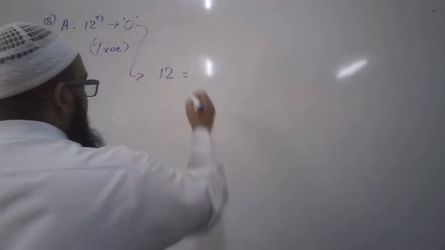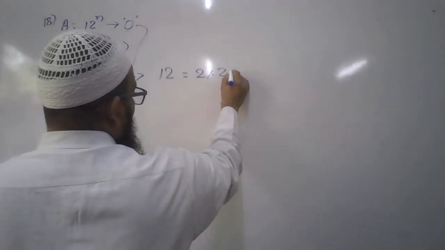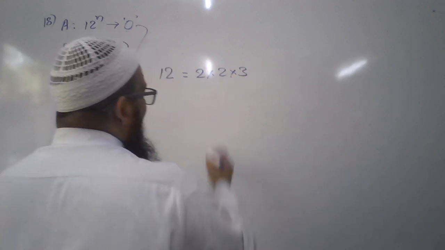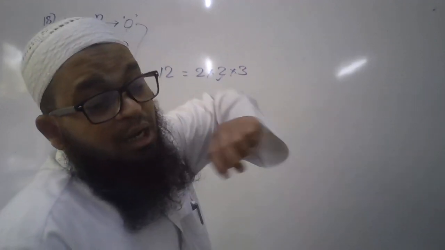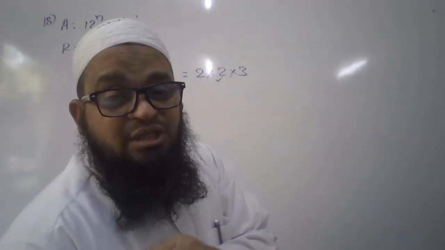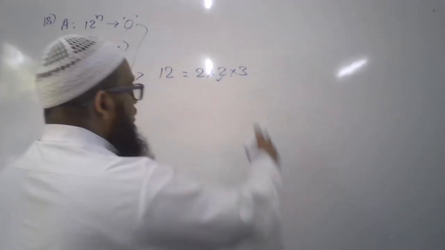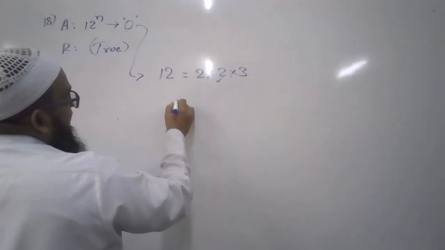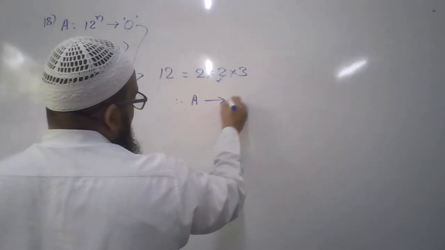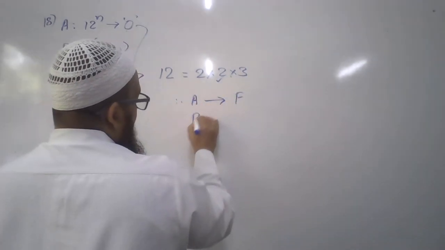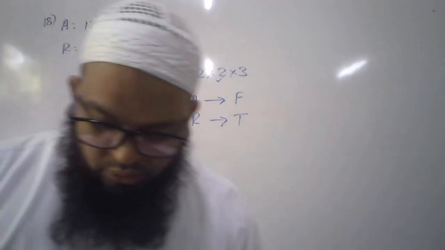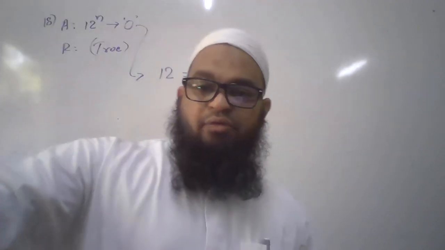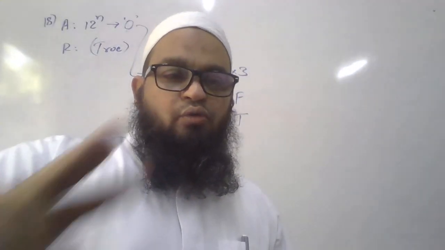What is the prime factorization of 12? 2 times 6, 2 times 2 times 3. So you have 2, but do you have 5? In order that a number ends with 0, you should have 5. Do you have 5 here? No. So therefore the assertion is false and the reason is true. Is it right? So let us go to the next problem instead of erasing it. We have only two more.